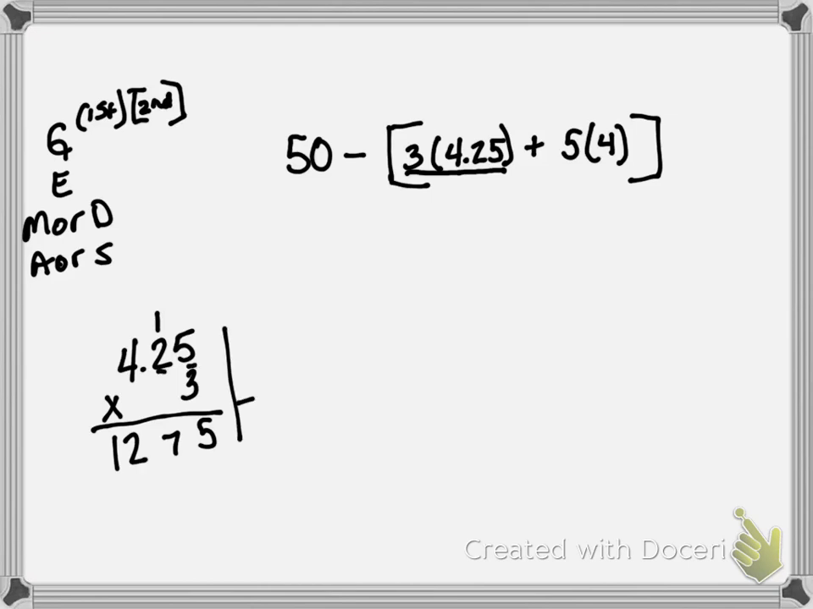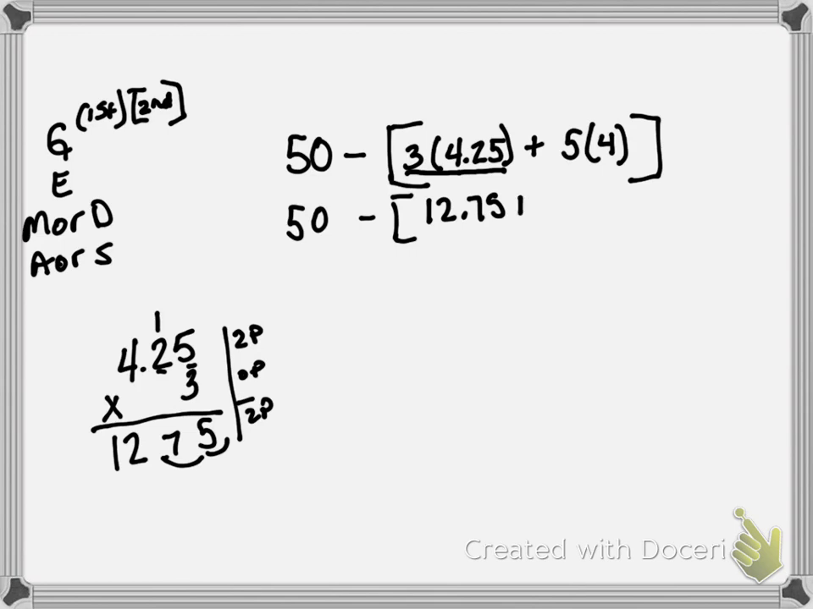Remember that when you multiply decimals, you ignore the decimal until the end. Then you count your decimal place values and you move them back into your number. So 3 times 4 and 25 hundredths is going to give me 12 and 75 hundredths. I'm going to go ahead and bring down my brackets, and I'm not going to forget my 50 with my minus sign that I have not solved yet.